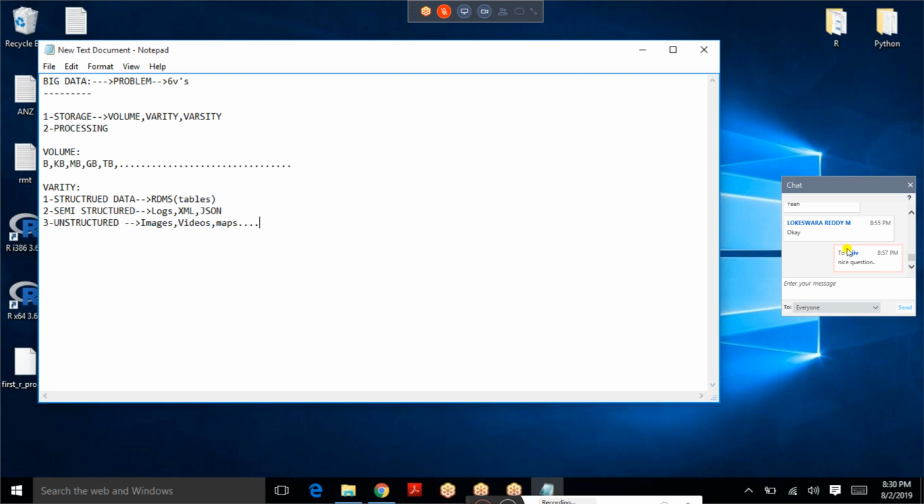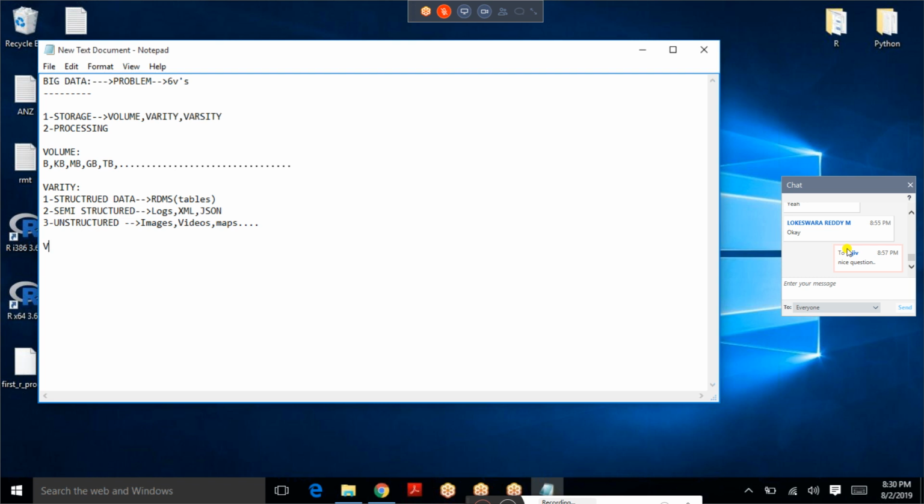So there are three different types of data, and that's also one problem. We have different varieties of data, and we need to store them and process them. That's going to be a challenge for us. If it were all the same type, it would be okay, not a big problem. But we have semi-structured, structured, and unstructured data, and we need to handle every type of data. So that's also going to be a challenge for us.